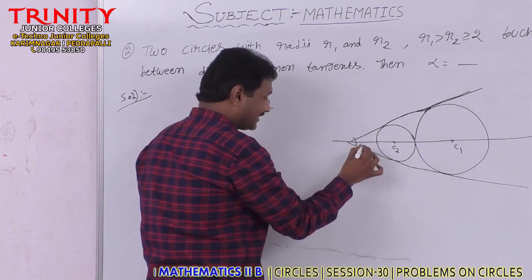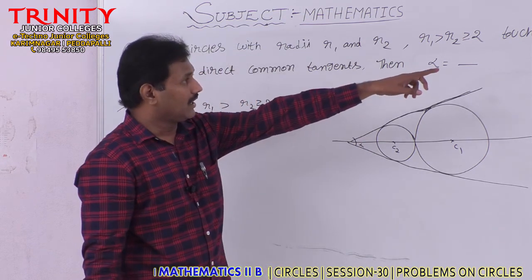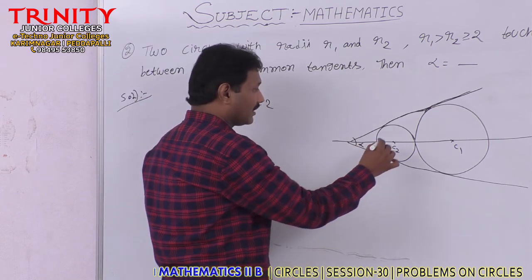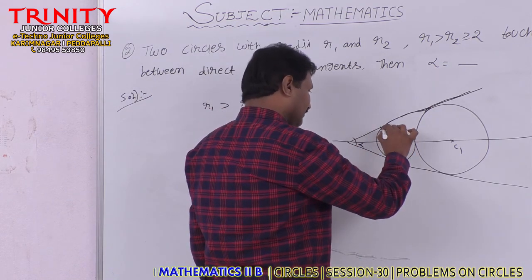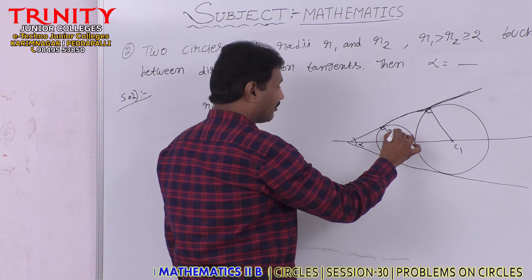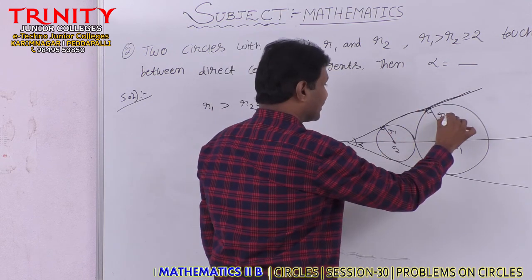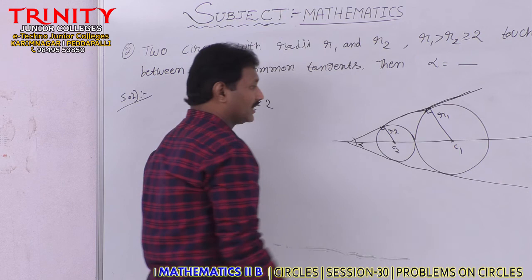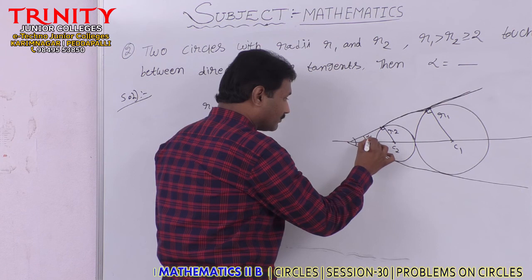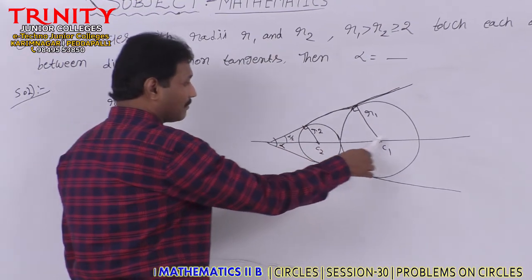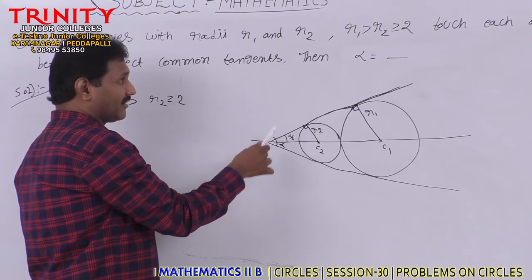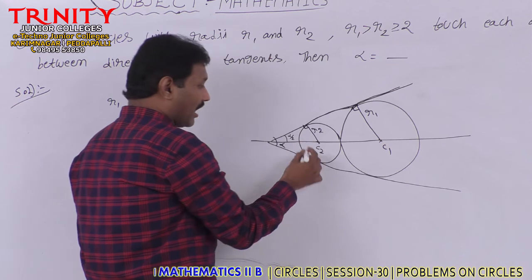If alpha is the angle between the direct common tangents, this is the angle alpha. This is the perpendicular, the normal of the circle, the length of the radius. This is R1, sorry, the largest circle is R1. This is R2, and that is R1. This part is alpha by 2. As in the last problem we discussed, the line joining the centers is the angular bisector, passing through the external center of similitude. This is alpha by 2.